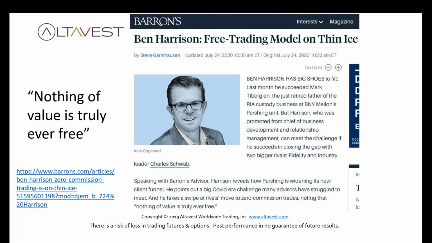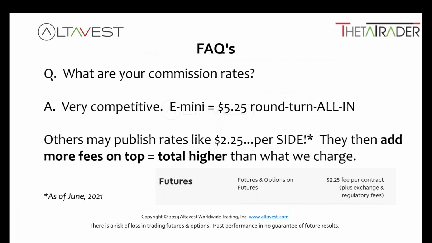So my point being, yes, we all trade stocks and that's fine, but it's not commission-free, folks. If you think you're getting some big break or some advantage, or that you can now trade effortlessly, on a whim and with reckless abandon because it's not going to cost you anything, it's the exact opposite. It's costing you more than ever. In fact, it encourages overtrading. So the question is, what are our commission rates? At Theta Trader, our rates are highly competitive at $5.25 round turn, all in. Let me stress, that's round turn, all in.